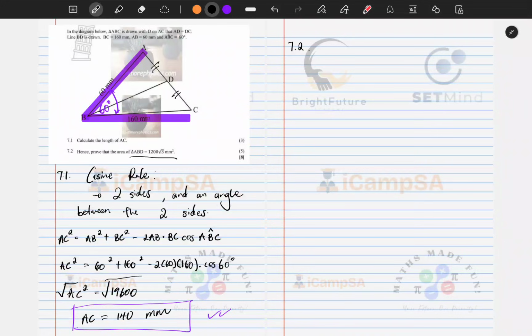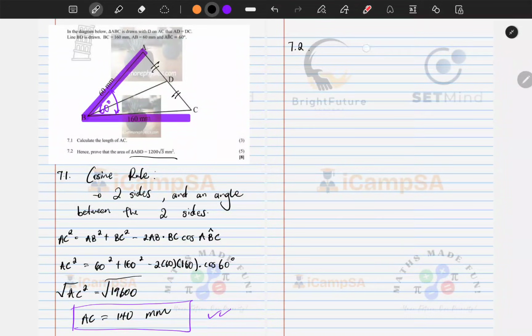Remember something about the sine rule? We may have spoken about this. For the area formula to work, you need two sides and the included angle. So we are going to apply the same principle here. We are focusing on triangle ABD, so let me draw ABD here.